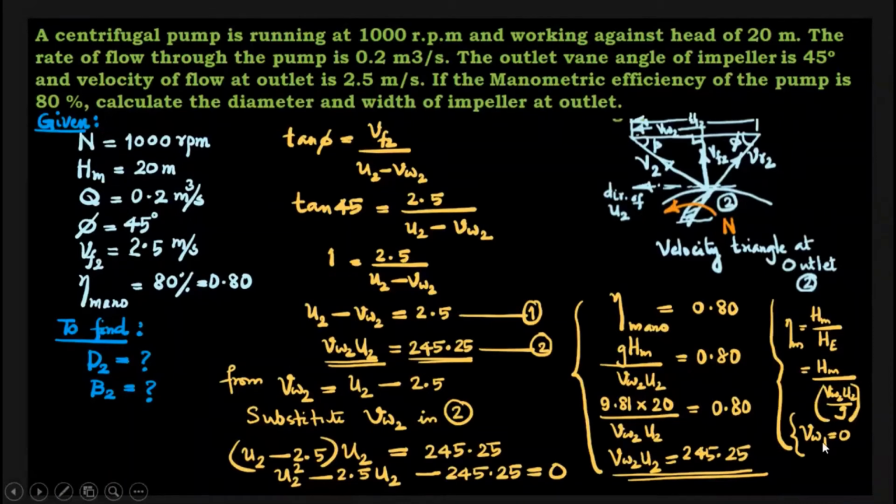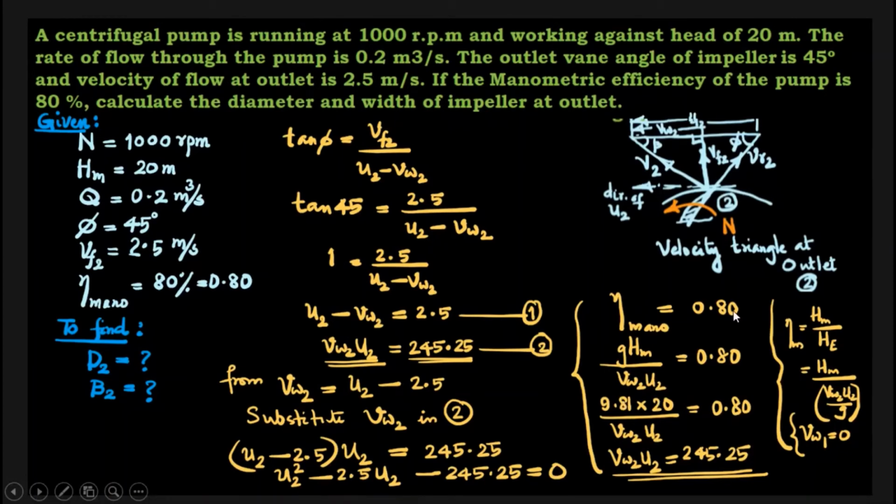For most centrifugal pumps, unless otherwise specified, VW1 is equal to 0. Therefore, Euler head is VW2 U2 by g. So this is a simple expression for the manometric efficiency of a centrifugal pump with whirl velocity at inlet equal to 0. That is given by eta mano is equal to g HM divided by VW2 U2. Here the manometric efficiency is 0.8.